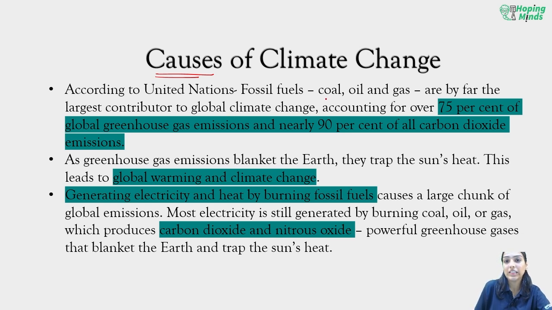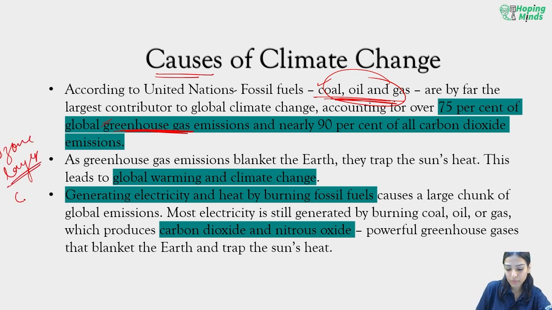According to the United Nations, fossil fuels, coal, oil, gas, by far are the largest contributors of global climate change. These three things, coal, oil, gas, why do these three contribute a lot? Because the burning of these causes a lot of emission of greenhouse gases. And these greenhouse gases, as I put up in a trivia question before, deplete the ozone layer because of the production of chlorofluorocarbons.